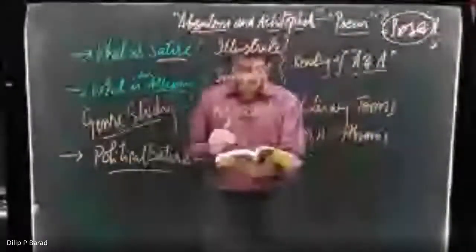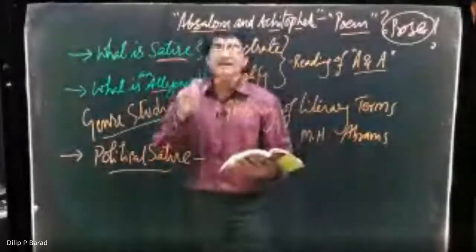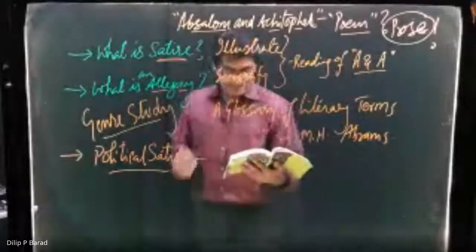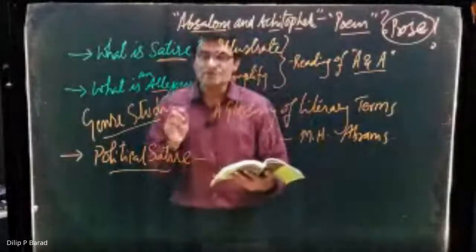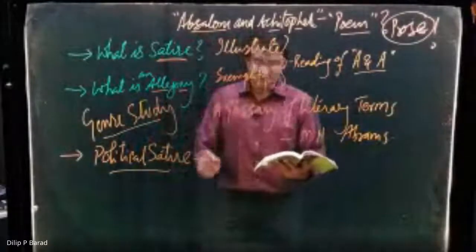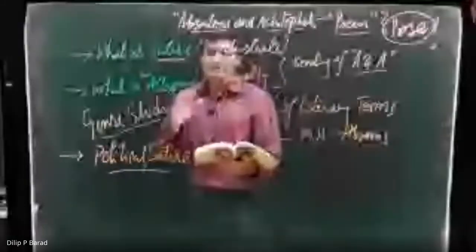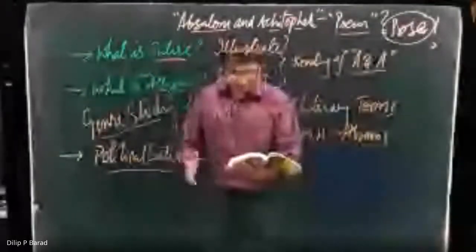Okay? In indirect satire, the second part of the satire, M.H. Abrams writes, we have another form coming from two writers, that is Menippean satire and Varronian satire. Yes, Menippean satire and Varronian satire.